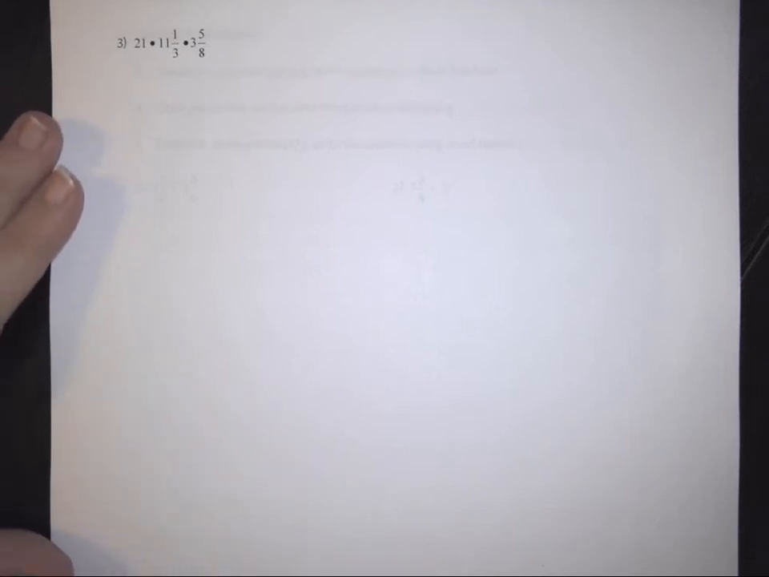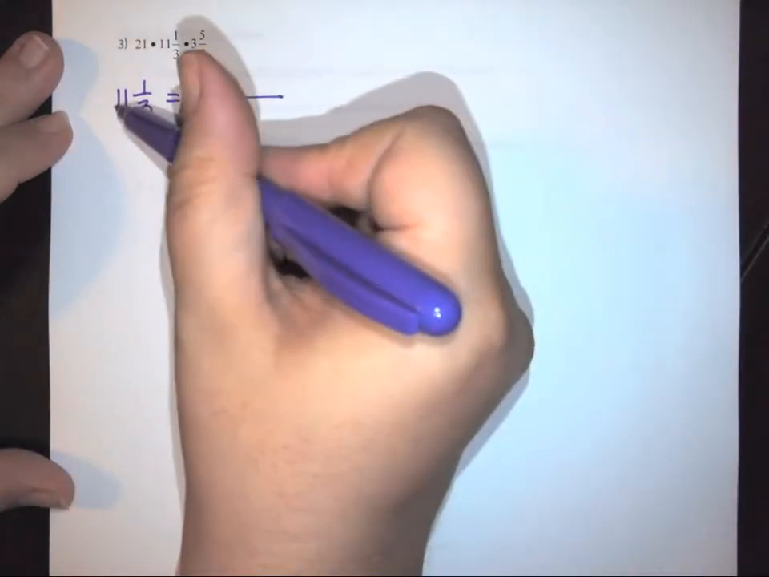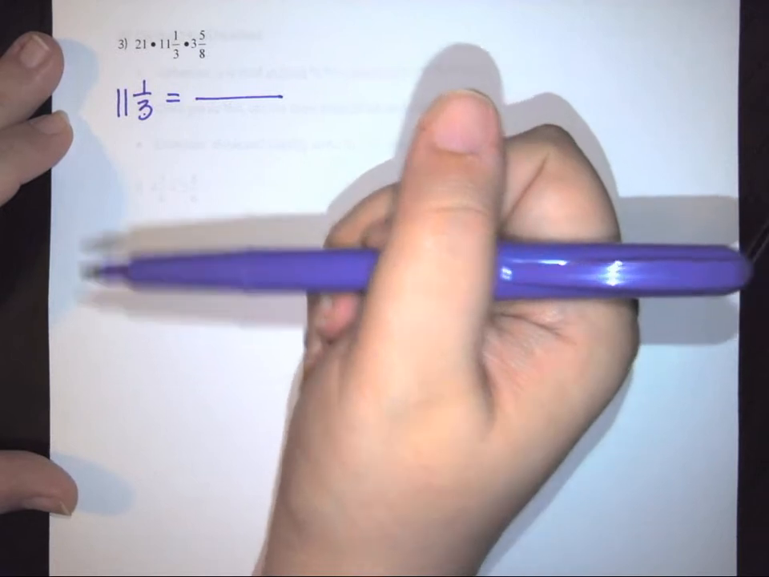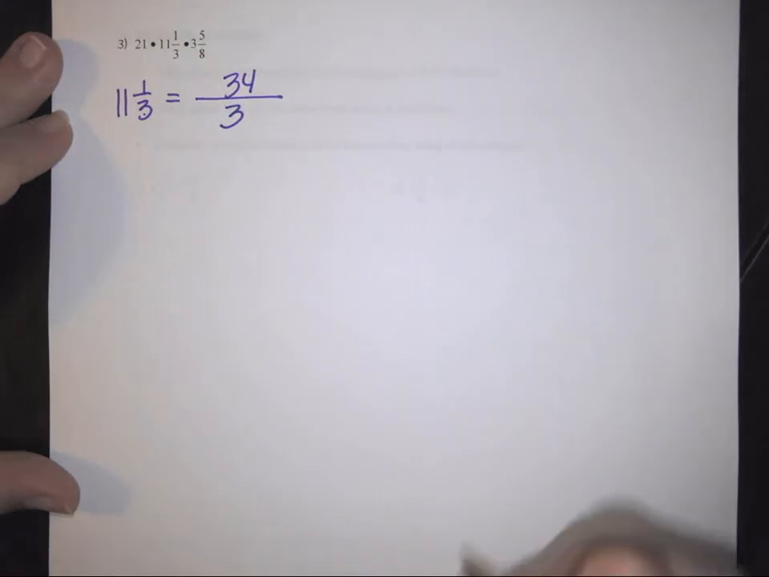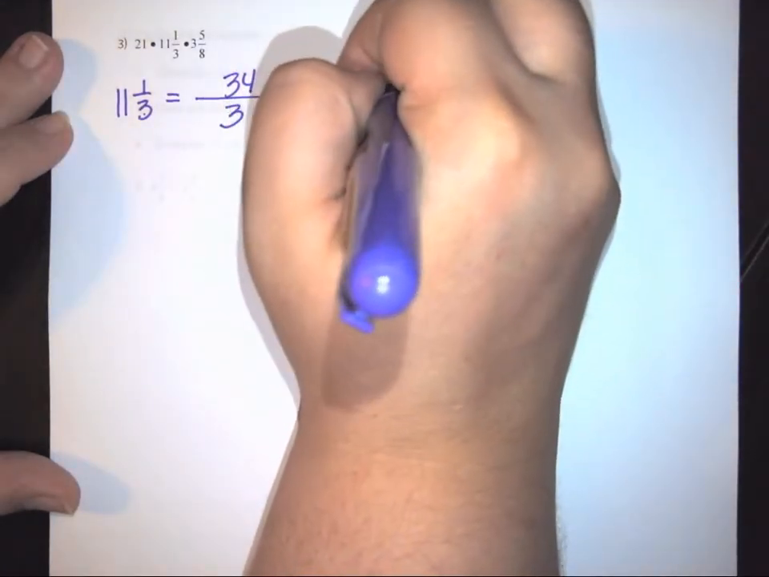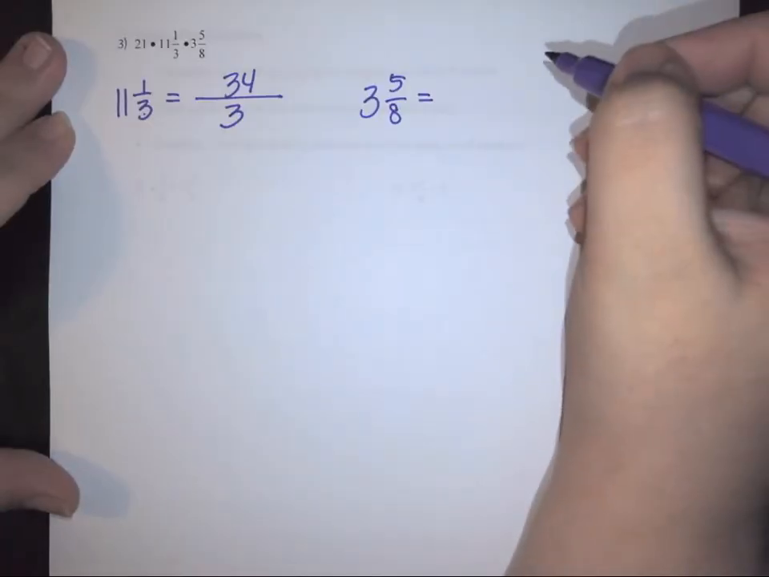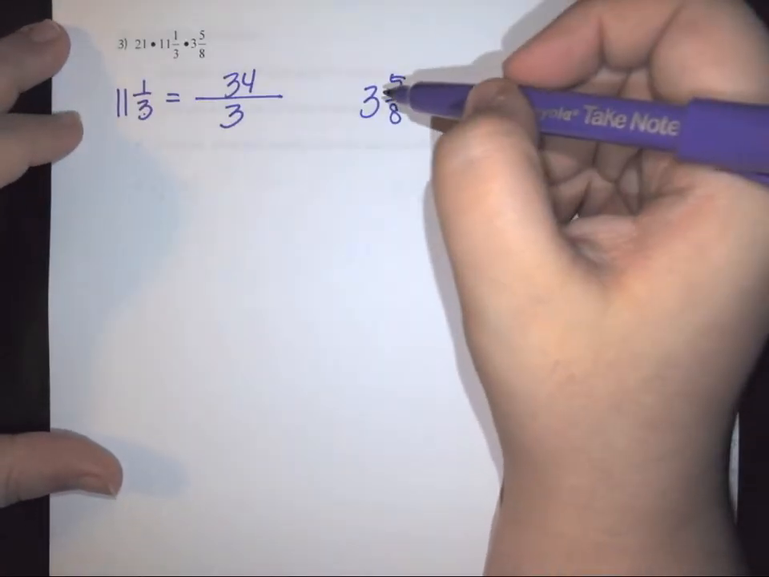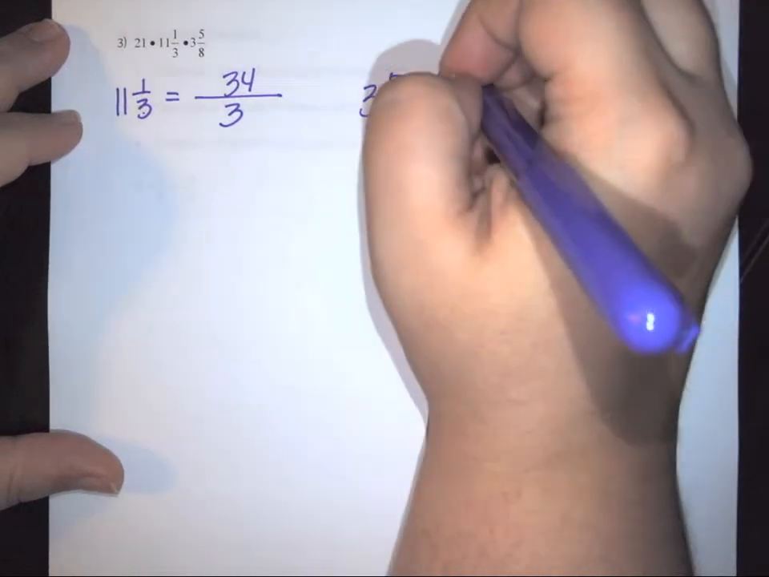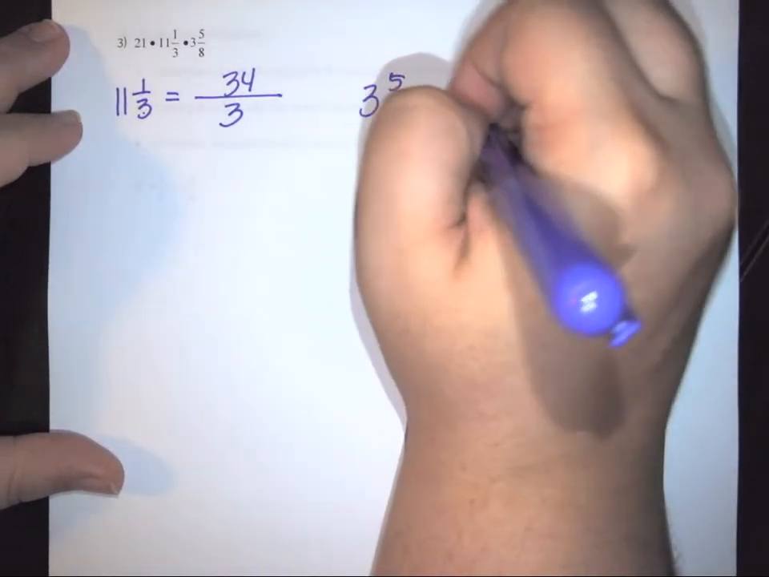Alright, now let's look at one that's a little more complicated, because this time we've got 3 of them. So here we're going to do the same thing. We are going to convert our mixed numbers into improper fractions. So I have 11 and 1/3. So again, bottom times the big number plus 1. So bottom times big number is 33, plus 1 is 34. Leave the denominator alone. I then have 3 and 5/8. So 8 times 3 is going to be 24, plus 5 gives you 29 over 8.